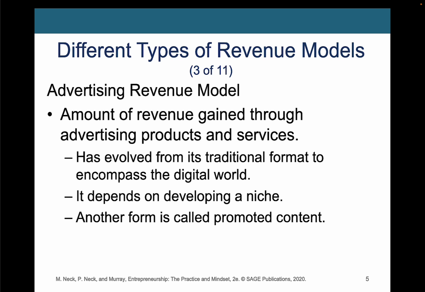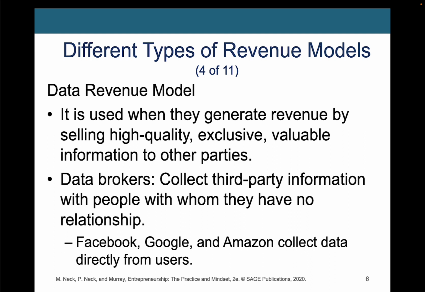Another type of revenue model is the advertising revenue model, which is the amount of revenue gained through advertising products and services. You've seen it on websites, for example, where they're promoting a specific product or service. When you go to major internet sites like CNN or Fox or other news sources, you see advertisements there. Depending on how many clicks they get, they'll get some form of revenue. That's where the revenue comes from in advertising.